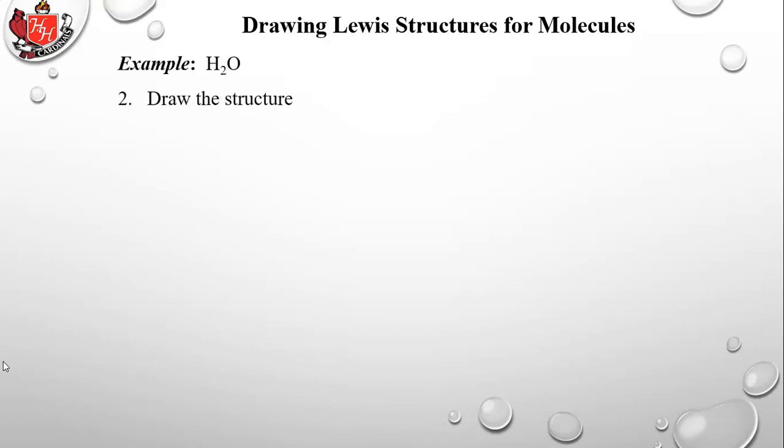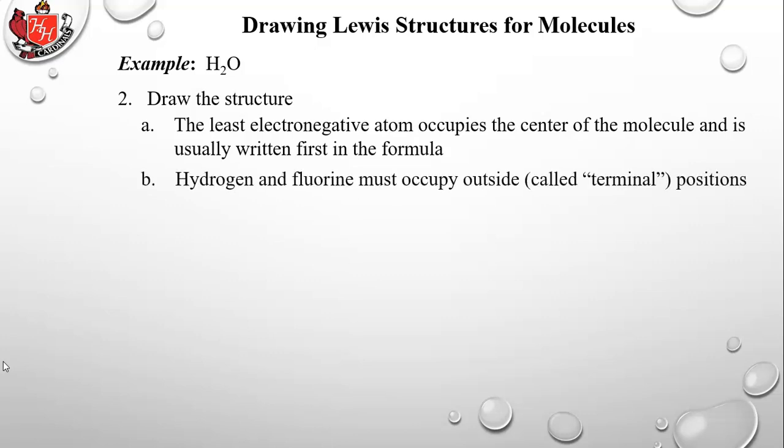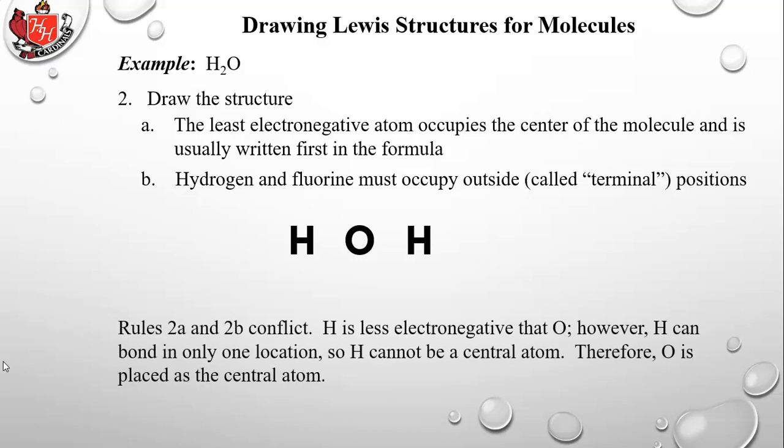Step 2, draw the structure. So A, the least electronegative atom occupies the center of the molecule and is usually written first in the formula. B, hydrogen and fluorine must occupy outside terminal positions. So there we go, you have these two in conflict. Hydrogen is less electronegative than oxygen, so rule A says that hydrogen should be in the middle. But rule B says that hydrogen must be on the outside in a terminal position. So why is that? Rules 2A and 2B conflict.